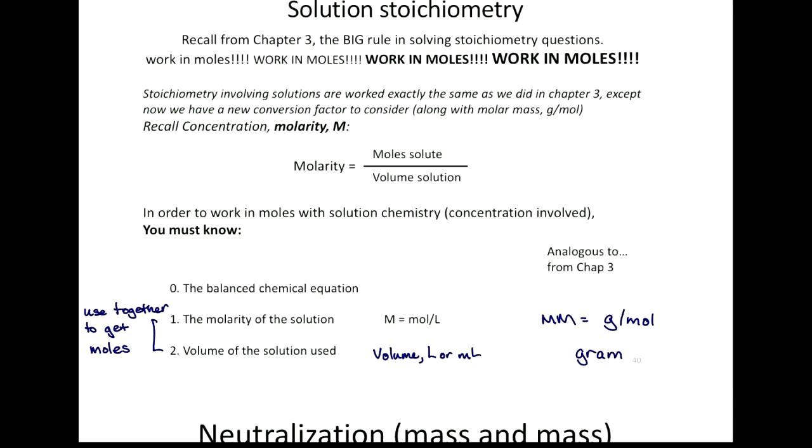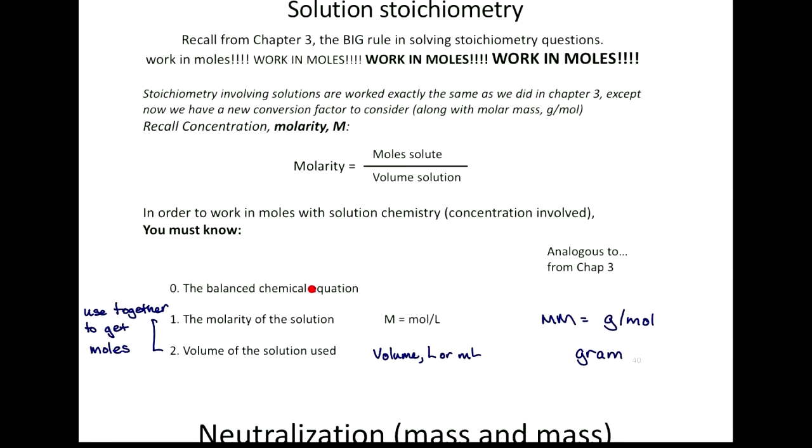So the idea is how we approach solution stoichiometry is the same as stoichiometry in chapter 3. We need to be working in moles. So now that we have molarity in this unit, if we know the molarity of our solution, we know the volume of our solution, now we have this new way that we can calculate moles of solute that's in our chemical reaction. So if I want to draw analogies to chapter 3, I'm doing this to show you that this isn't really a new topic. That really, this is just manipulating a unit a little bit differently.